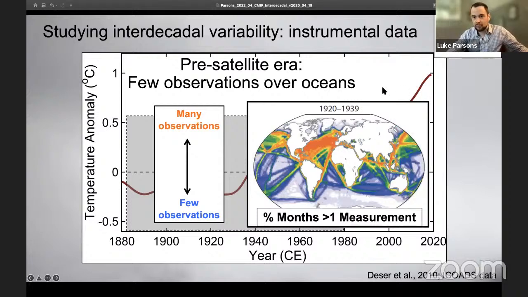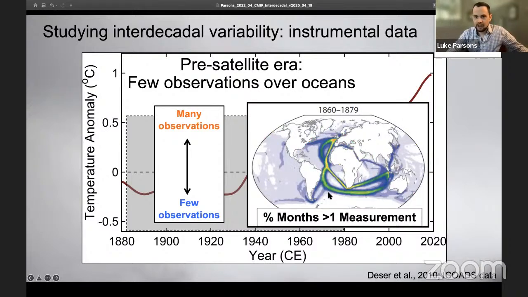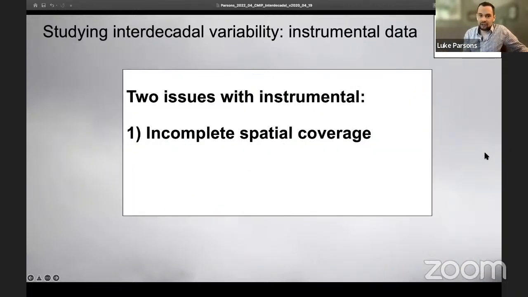And if we march back to the 20 years before World War II, even fewer observations in the Pacific and Southern Ocean. And if we get back to the 1860s to the 1880s or 1870s, almost no observations over many ocean regions. So clearly we have issues with instrumental data here for studying longer timescales of variability and forced change. We have incomplete spatial coverage, as I just mentioned.